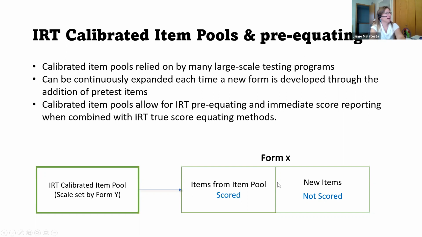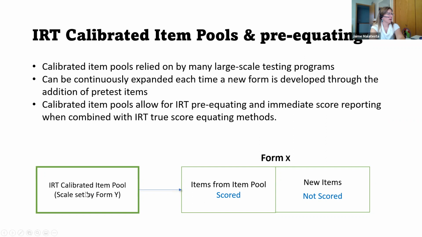So calibrated item pools allow for IRT pre-equating, which is why they're also beneficial, which also allow for immediate score reporting. So many testing programs have a desire or the need to do immediate score reporting. And so an IRT pre-equating using true score equating is what they commonly rely on.